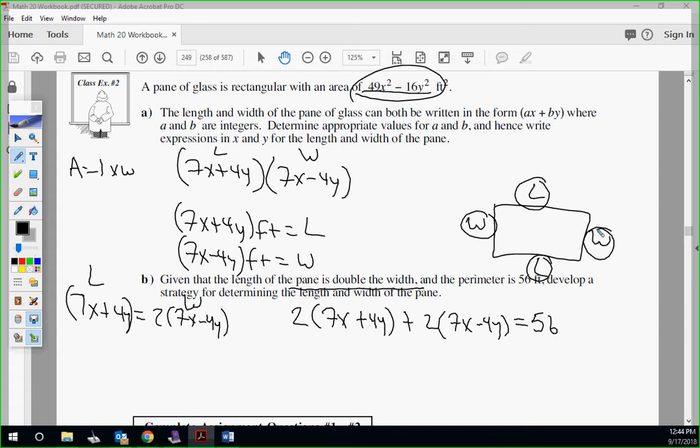So what we're going to do first is we're going to go ahead and work with this. Okay? So we're going to just try to solve this as far as we can. So we know that 7x plus 4y equals 14x minus 8y.